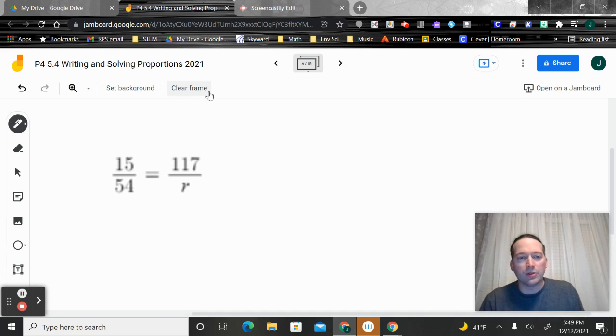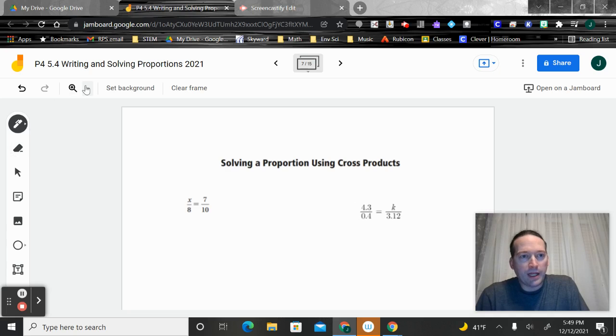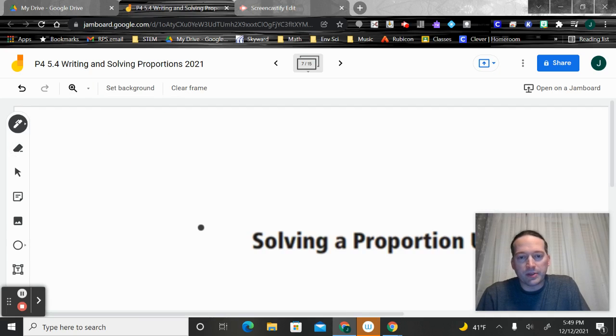Okay, so let's multiply where I'm going to divided by where I'm coming from. 15. Okay, so let's do 117 divided by 15. Okay, and let's multiply that by 54. And r is equal to 421.2. Yes, they're not all going to come out to be perfect little numbers. Totally fine.